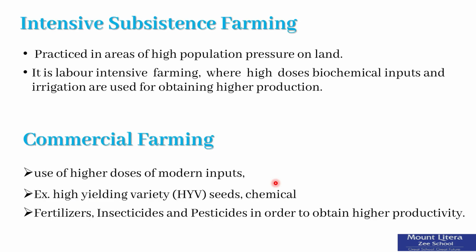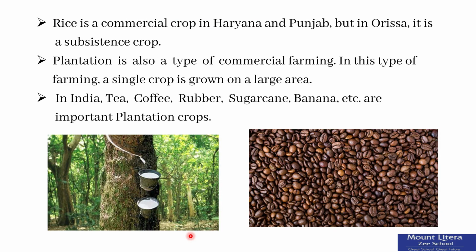Intensive subsistence farming. This type of farming is practiced in areas of high population pressure on land. It is labor-intensive farming, where high doses of biochemical inputs and irrigation are used for obtaining higher production. Commercial farming. The main characteristic of this type of farming is the use of higher doses of modern inputs. In India, tea, coffee, rubber, sugarcane, banana are important plantation crops.